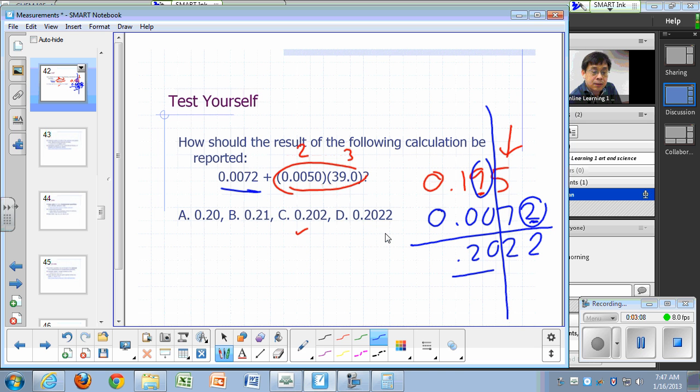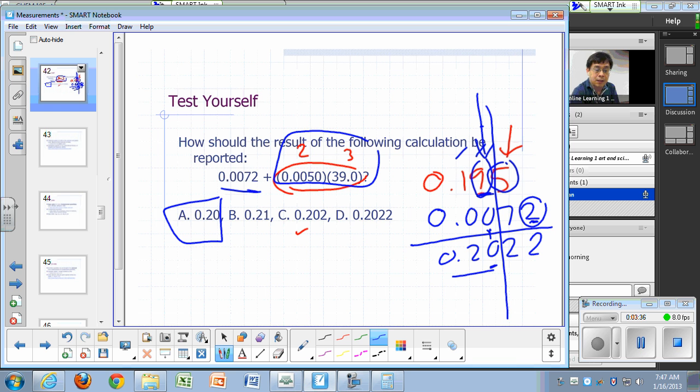So here's 2 sig figs right here, because it's 2 sig figs times 3 sig figs. So that 9 right there is your last sig fig, even though you're keeping that extra 5 just so you don't build up round-off errors. Now when you add the 0.0072, you get 0.2022. And since the 9 here is your last sig fig, the hundredths place would be the last sig fig. So the correct answer for this is A.